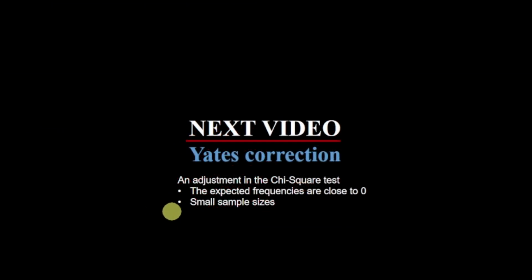So in the next video, we will go for Yates correction. This is a kind of adjustment in chi-square test whenever your expected frequencies are very close to 0. In that case, the chi-square test may give you some erroneous result. And the second thing is that if you have a small sample size, then also you will be in trouble. So in these cases, Yates correction will help you to find a better chi-square score so that you can take a decision.